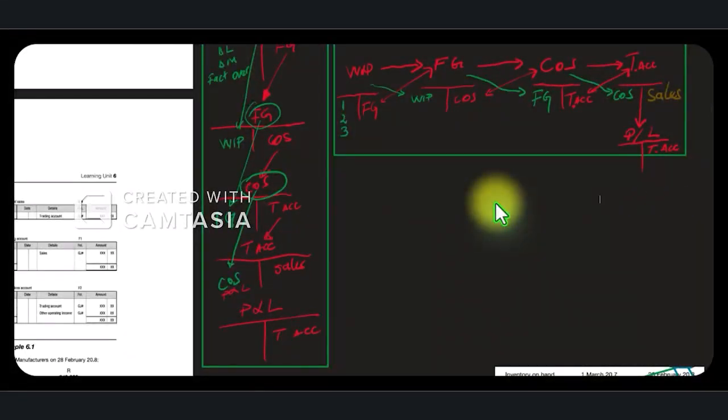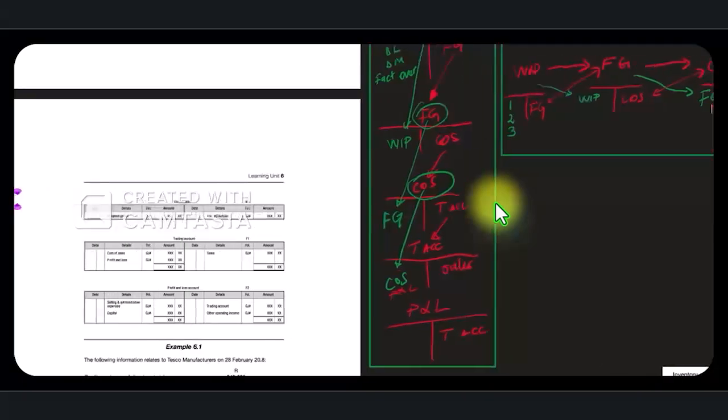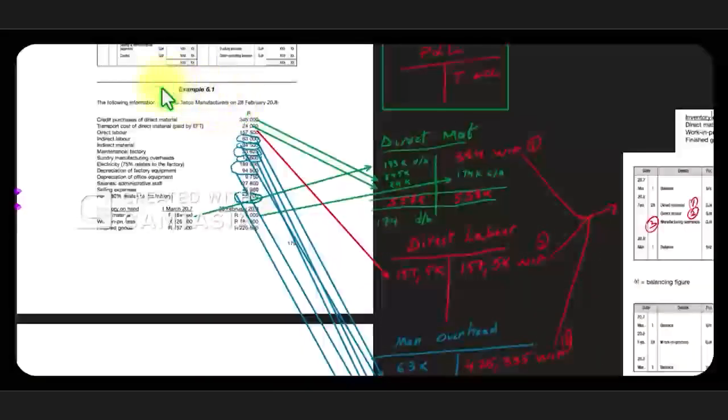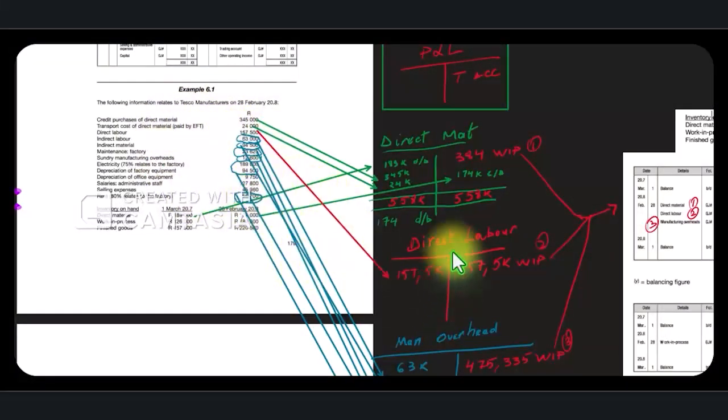Example 6.1. So we have the direct material. As you can see, I have battered you with all these arrows, but they are important for you to see that I am taking every line of this example to understand where it fits. For example, the credit purchase for direct material, this speaks to the direct material. For example, transportation cost of direct material, this will speak to the direct material account. All right, so that's what this means.